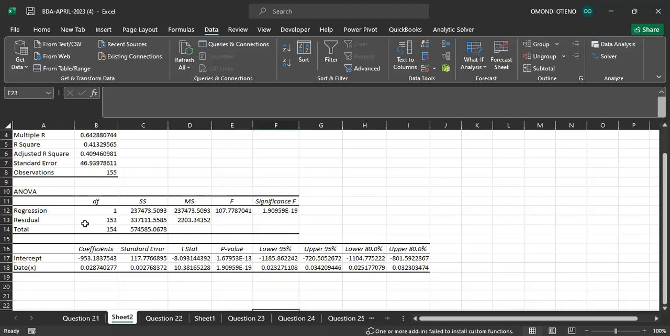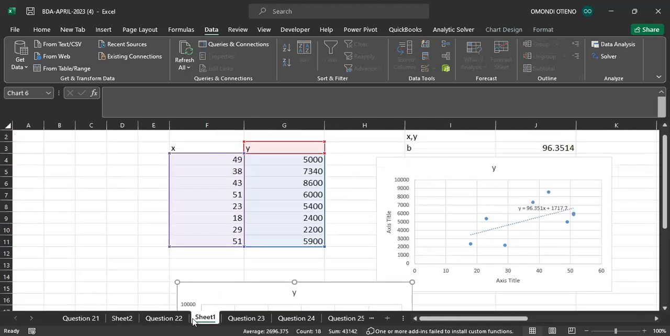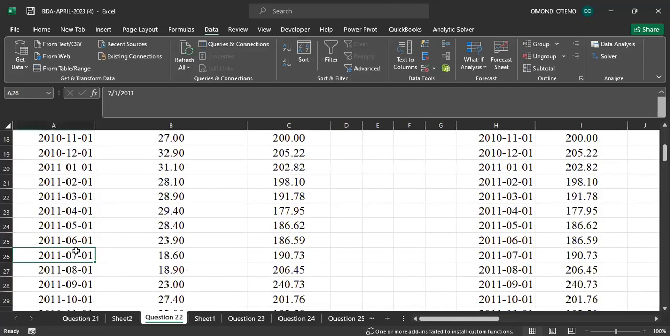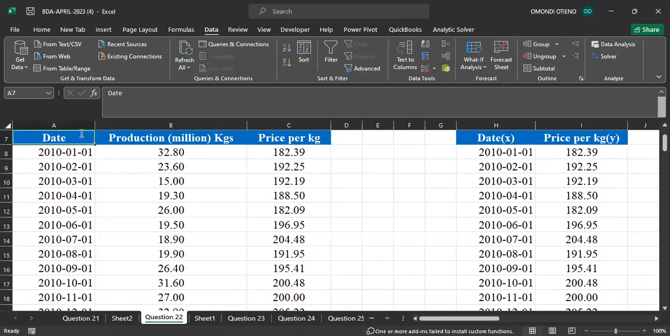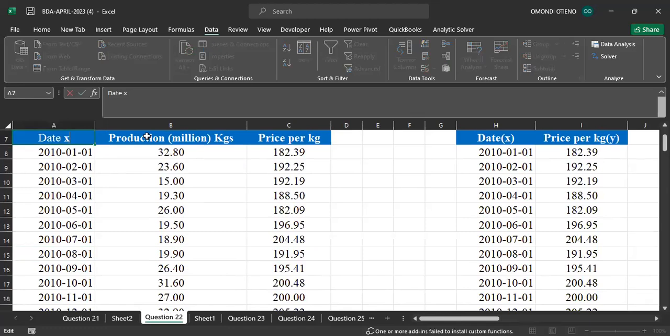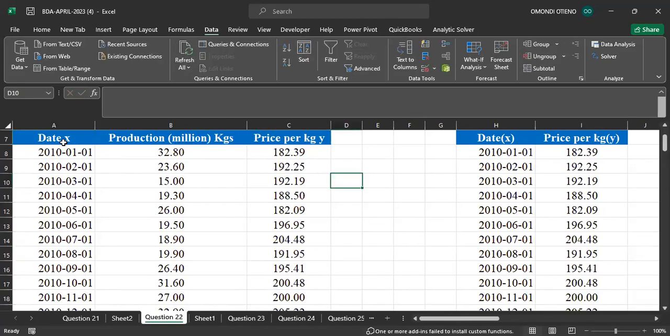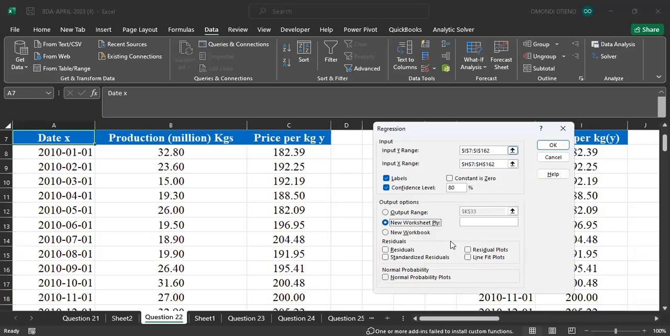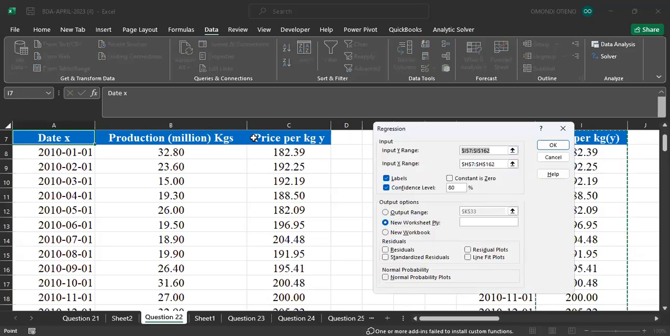How to eliminate the midline? Why do you select the 3? I don't even need it, because it gives you the option of selecting what you want. We've known that date is the value of X and price is Y. So why do you select again production? Because your data analysis regression is giving you the option of input Y range. Si Y yako ni, you select all of it. Then input X range. X yako si ndio hii date.